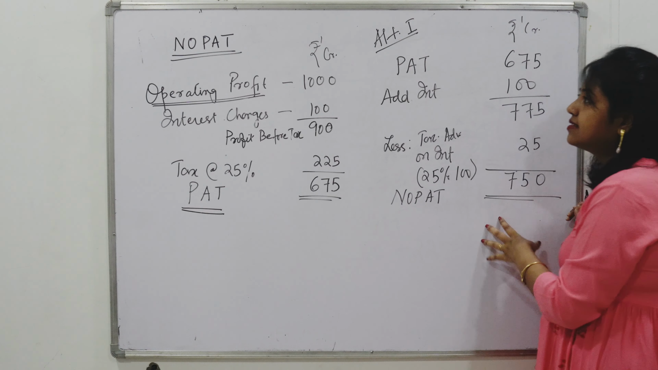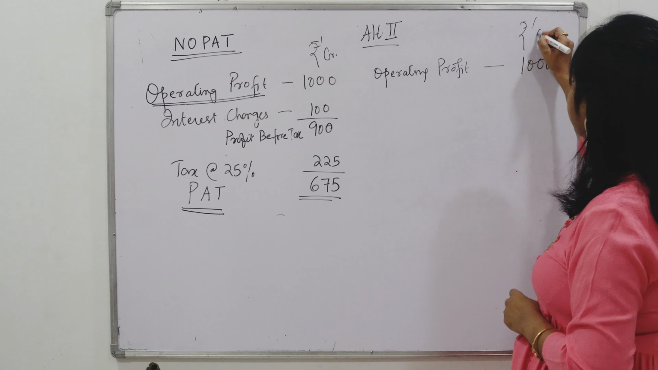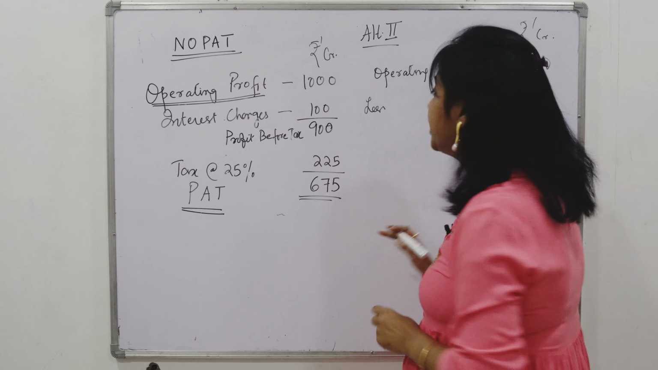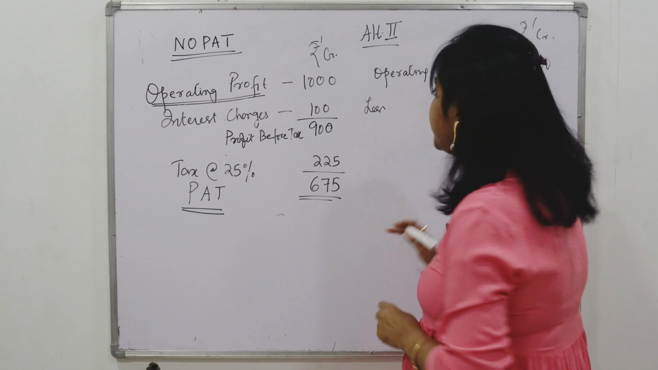Let's see under alternative 2. As I told you, under alternative 2 we have to start from operating profit. So under alternative 2 we will consider first operating profit. Operating profit is equal to rupees 1000 crores. So we'll write here 1000. From this we have to deduct the taxes, because we are not charging interest. So less taxes. It's very easy: 25% of 1000. So it comes to 250.